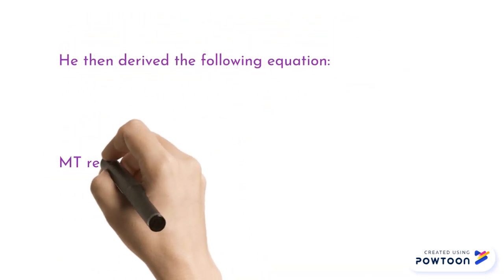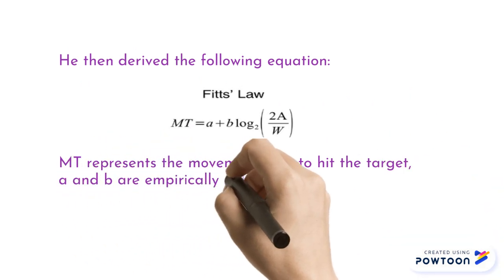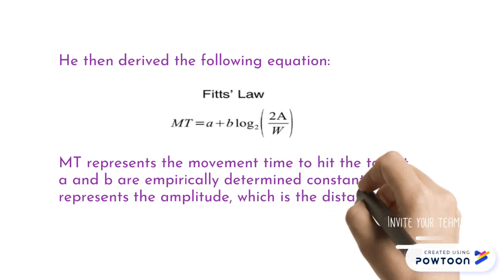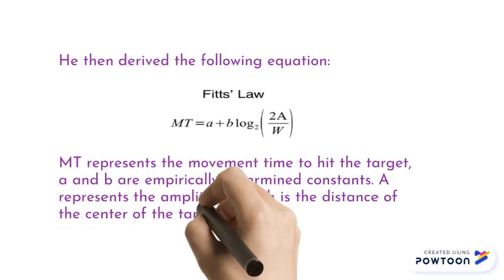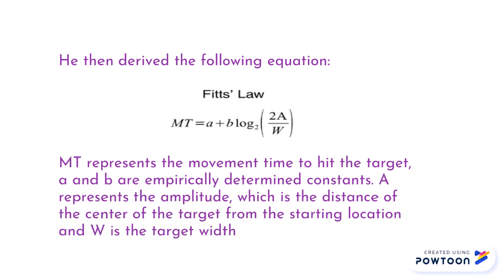He then derived the following equation. MT represents the movement time to hit the target. A and B are empirically determined constants. A represents the amplitude, which is the distance of the center of the target from the starting location, and W is the target width.